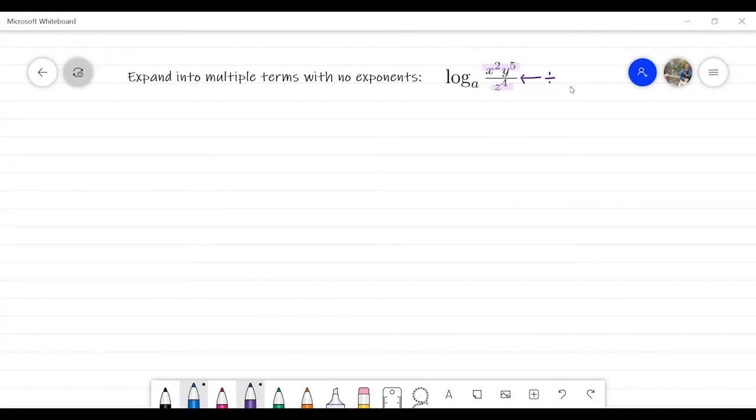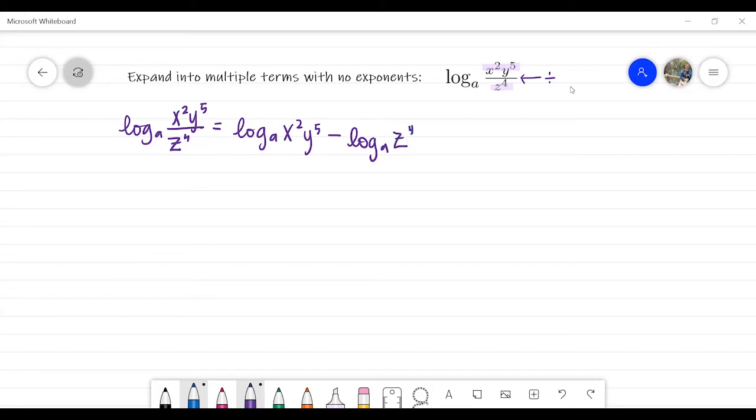So this, let me write the question again: log base A of x squared y to the fifth, all over z to the fourth. This can be rewritten as log base A, remember my base has to stay the same, of x squared y to the fifth, minus log base A of z to the fourth, okay?